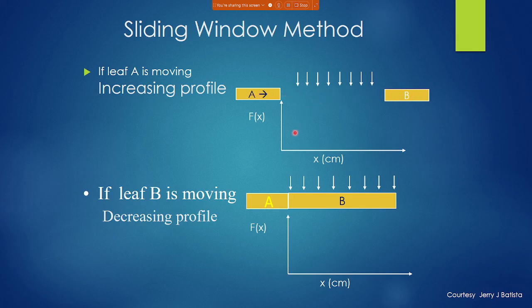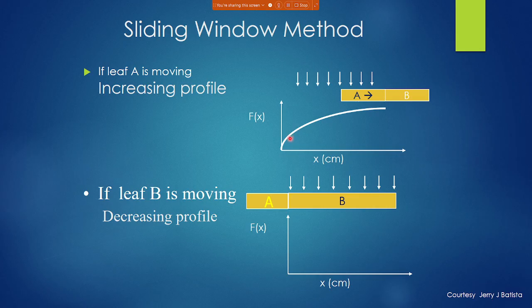Suppose I want a profile which goes like this, an increasing profile. So what I do is I move the leaf A, keep the leaf B static, as you can see in this animation. As I move the leaf A, I get an increasing profile because this part of the beam was open for a long time, so there will be more dose here, and this part of the beam was open for less time.